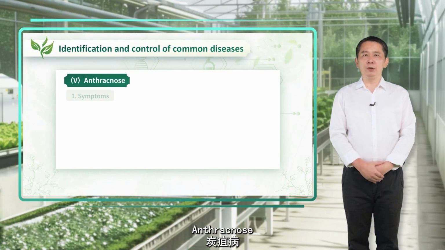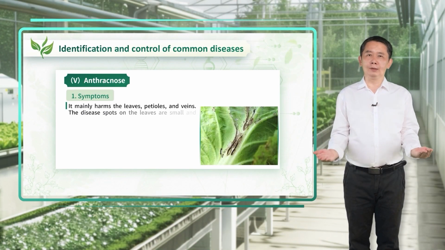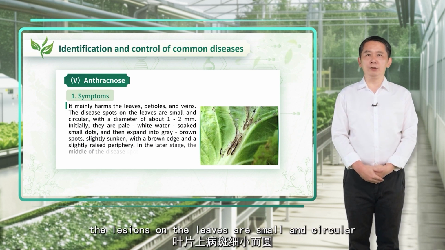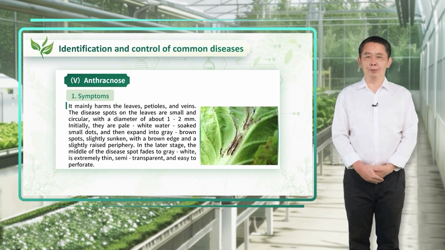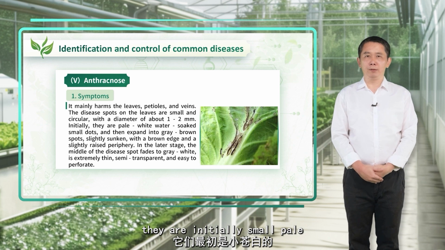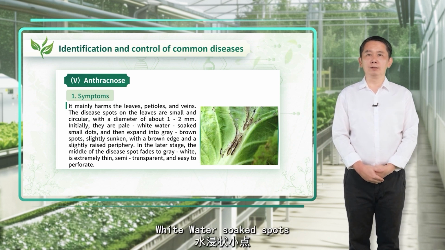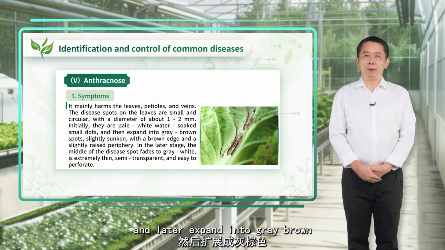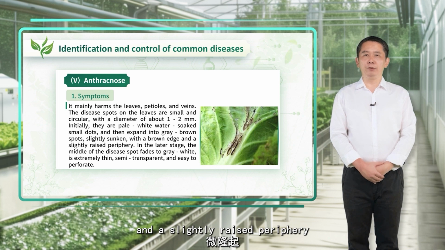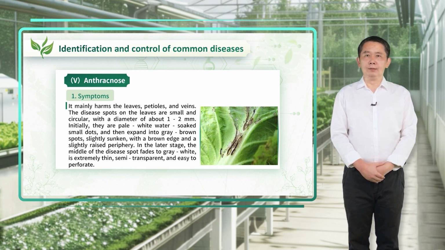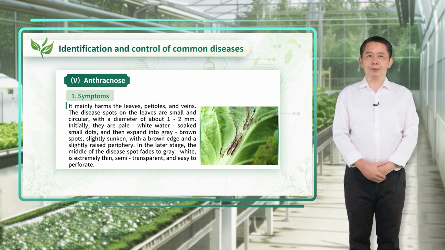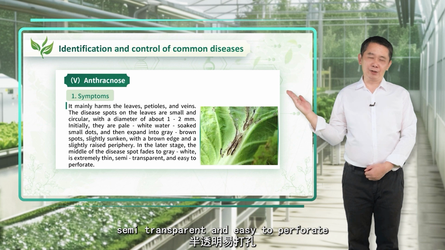5. Anthracnose. 1. Symptoms: it mainly damages the leaves, petioles, and veins. The lesions on the leaves are small and circular, with a diameter of about 1-2 mm. They are initially small pale, white water-soaked spots, and later expand into gray, brown, slightly sunken lesions with a brown edge and a slightly raised periphery. In the later stage, the middle of the lesion fades to gray, white, extremely thin, semi-transparent, and easy to perforate.